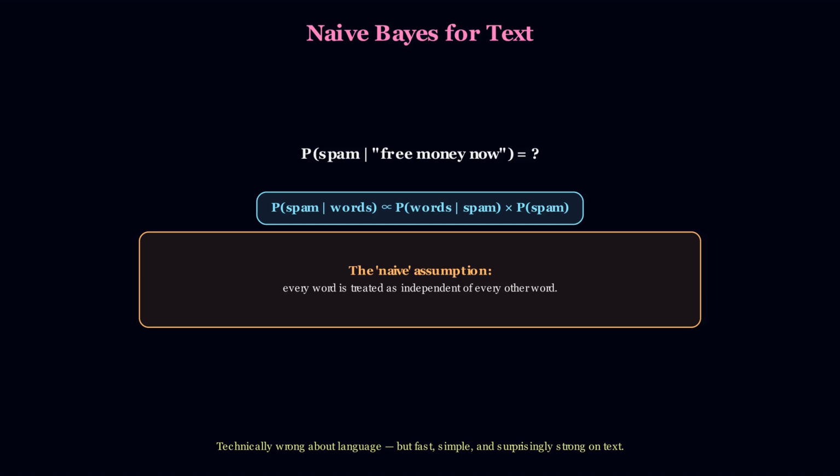Training means counting word frequencies per class. No gradient descent, no iterations, just counting. That is why spam filters from the early 2000s already used naive Bayes, decades before deep learning existed.